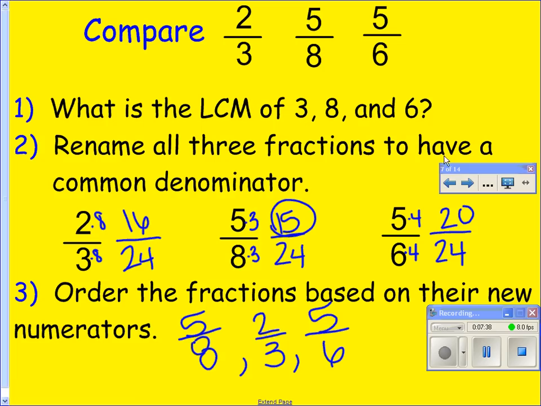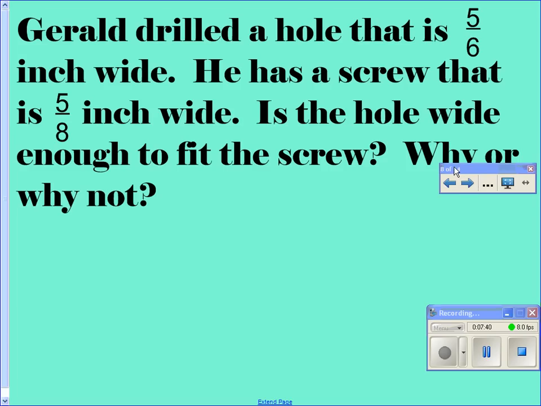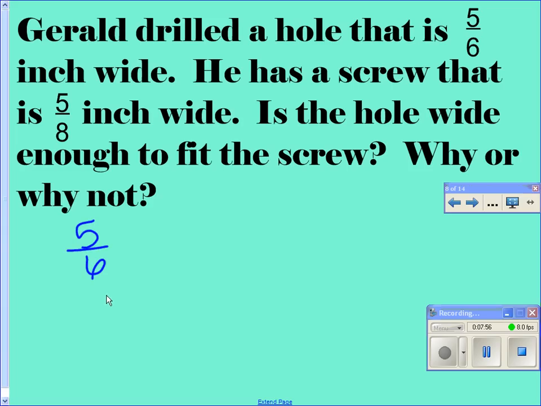Okay. All right. So let's try this next one. It says Gerald drilled a hole that is 5/6 inches wide. He has a screw that is 5/8 inches wide. Is the hole wide enough to fit the screw? Why or why not? So the hole is 5/6, but his screw is 5/8. So we have to figure out if the 5/8 screw will fit in the 5/6 hole.